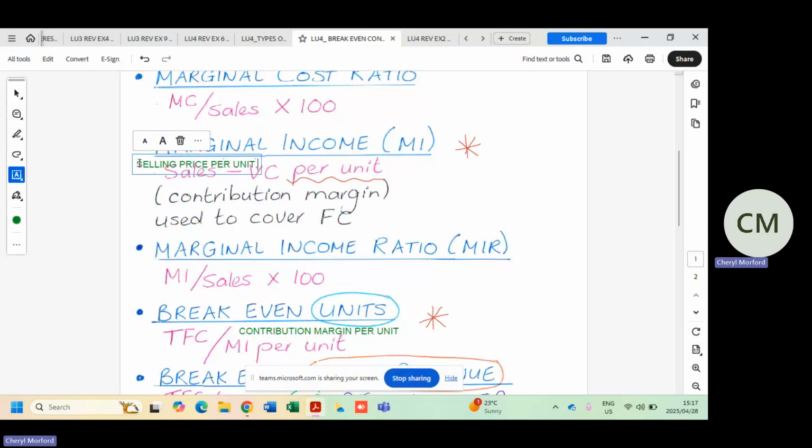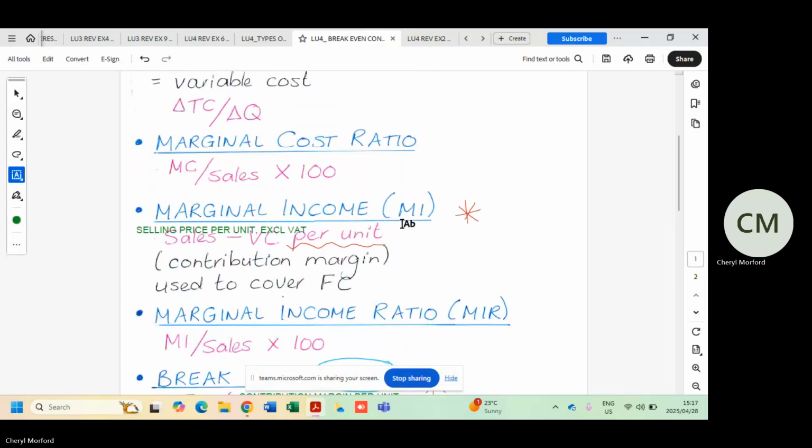And that selling price per unit must be excluding VAT. And as you know, VAT at the moment is still 15%. It is not going up in this fiscal year. Okay. So to calculate your contribution or the marginal income per unit, all you do is you take your selling price and you minus your variable cost per unit.